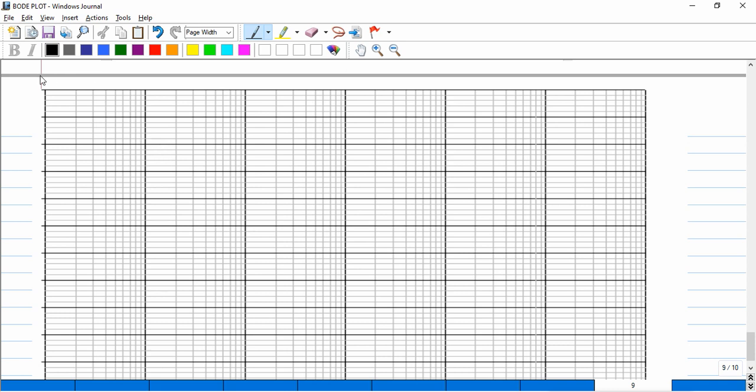So what I will do, I will start marking here 60. I will consider two divisions. You do the same, 60 followed with 40, 20 and 0. See this particular line, this will be the 0 dB line as a reference line.